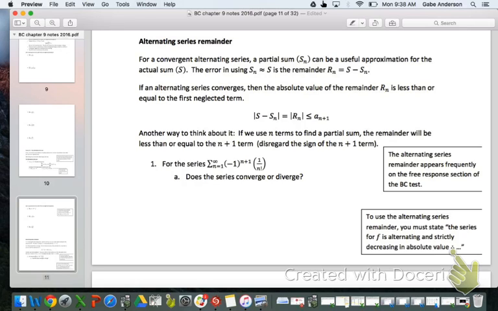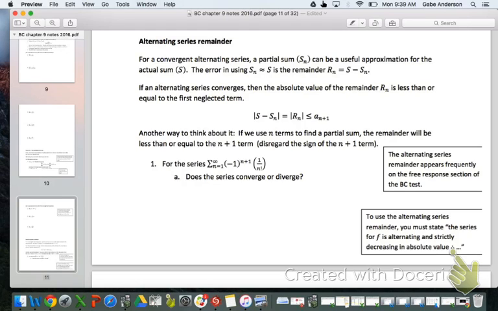What we decided last time was that the maximum error is going to be less than or equal to the first neglected term. The reasoning was that with each successive plus or minus term, the error would get chopped off a little bit, canceled out by the opposite sign. So the most you could be off would be that next term, the first neglected one. That's what this is talking about here.